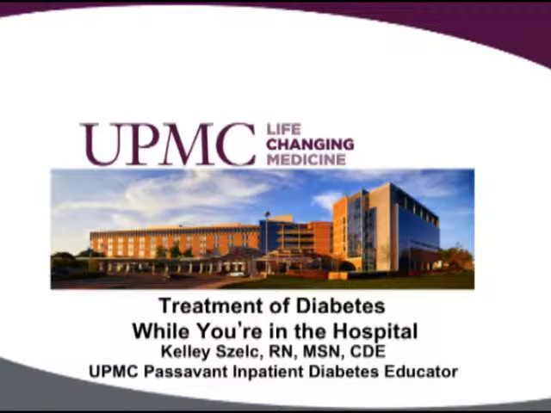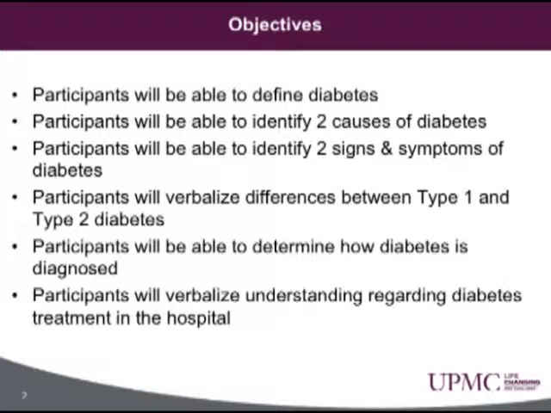So these are some of the things we're going to cover today. Hopefully you'll be able to define diabetes. We'll be able to identify 2 causes of diabetes. We'll be able to identify 2 signs and symptoms of diabetes. And we want you to be able to verbalize the difference between type 1 and type 2 diabetes. And that you'll be able to determine how diabetes is diagnosed. And then verbalize understanding regarding diabetes treatment in the hospital.